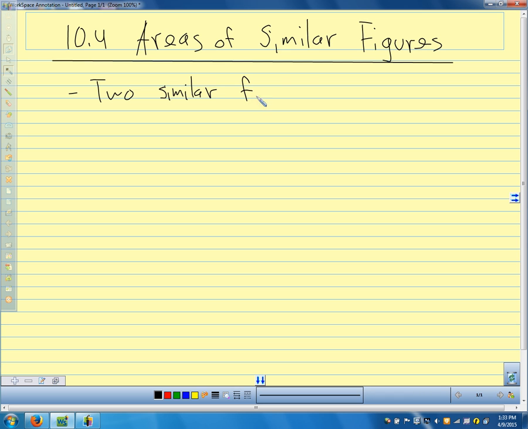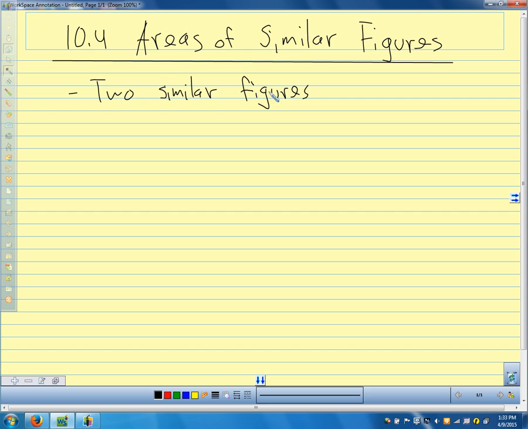Now, what do we mean by similar figures? What does that mean about them? They're what? They're proportional. The sides are proportional. We also said they're the same shape, but not the same size. And in the last unit, we saw what kind of transformation gives us similar figures. Dilation. Dilation gives us similar figures.